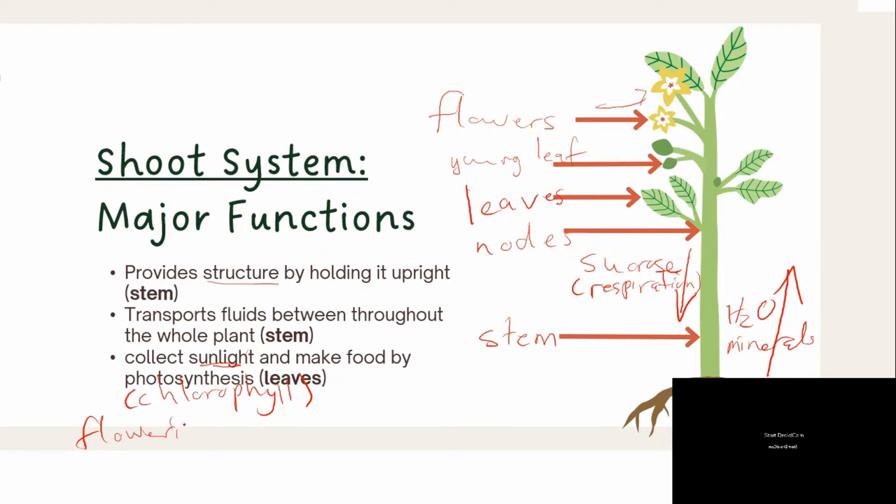Flowering plants, which are called angiosperms, and then we've got the non-flowering plants, which have many groups like ferns and mosses, and other types of plants, but we're not going to look at them today.